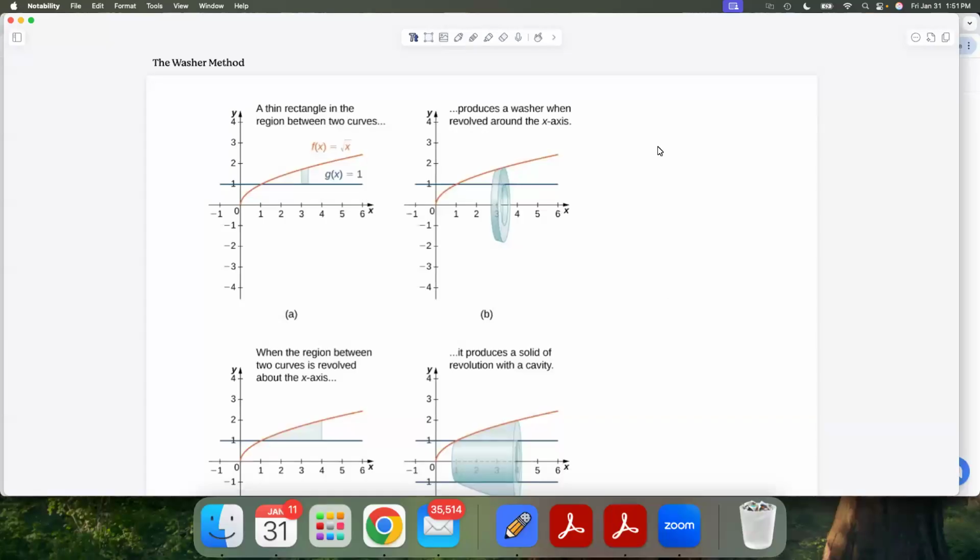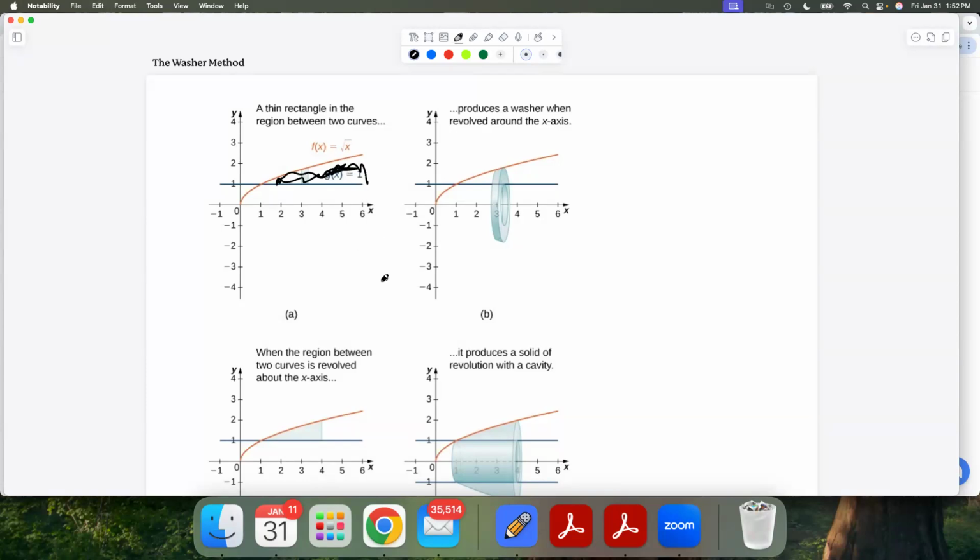Okay, let's talk about the washer method. So we'll have, at least in the most basic case, some region here, some function of x, and then another function of x. And we're going to have some area bounded between them. So, for example, in this case, this area here, that little sliver rotated around the x-axis.